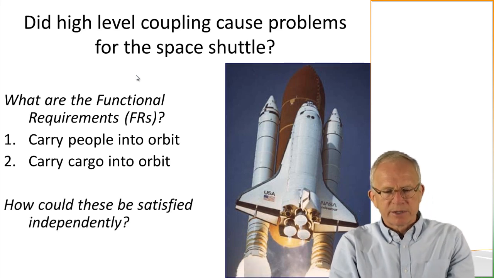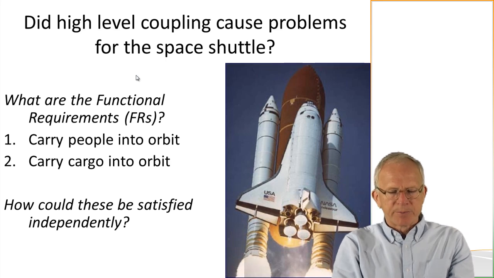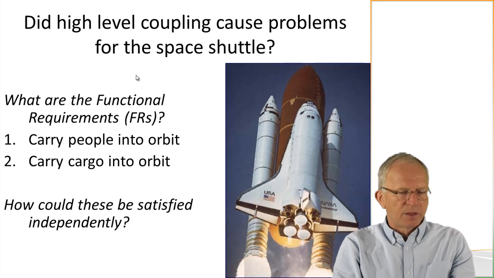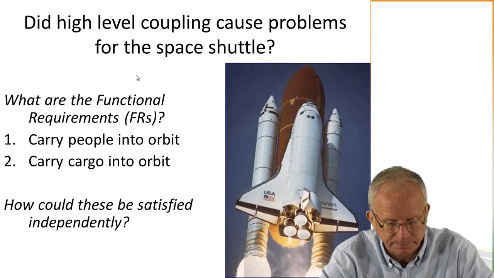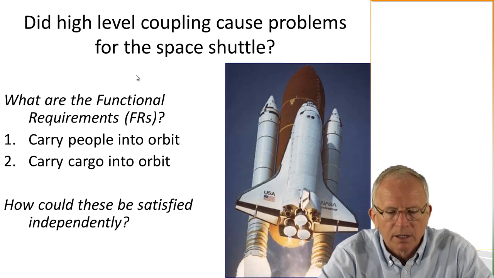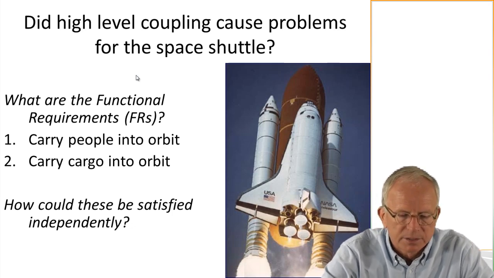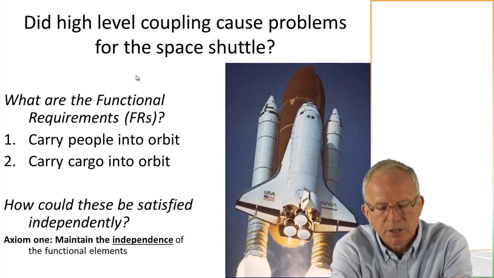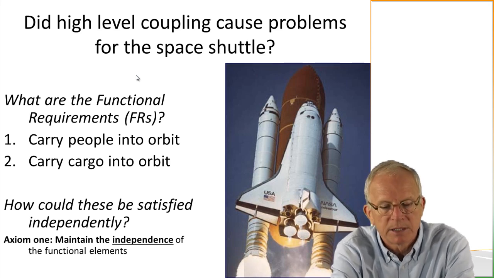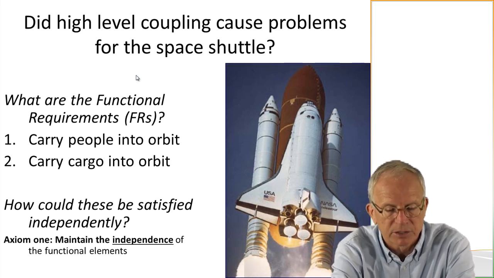So we have one system carrying, or we had one system carrying both people and cargo into orbit. How could they have been satisfied independently? So I will leave that to you. But you want to do it in such a way that you maintain the independence of the functional elements.